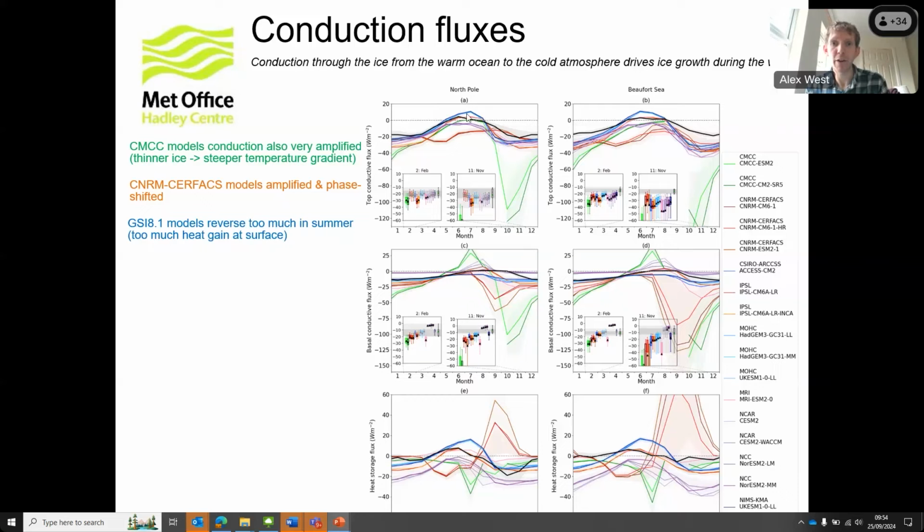You can see that it actually reverses too much in the summer. It becomes too strongly positive compared to the ice mass balance buoys. Again, this is consistent with more energy being absorbed at the top surface of the ice.